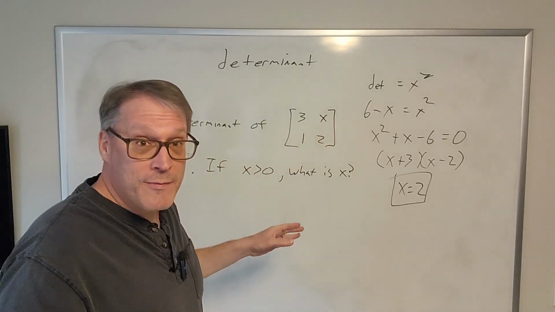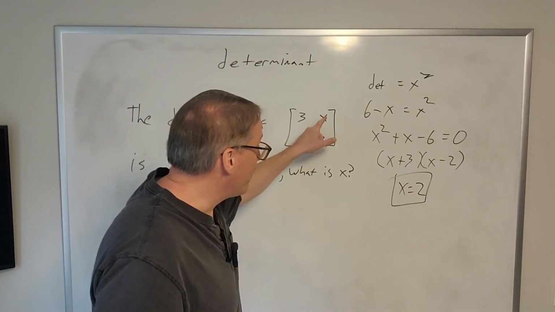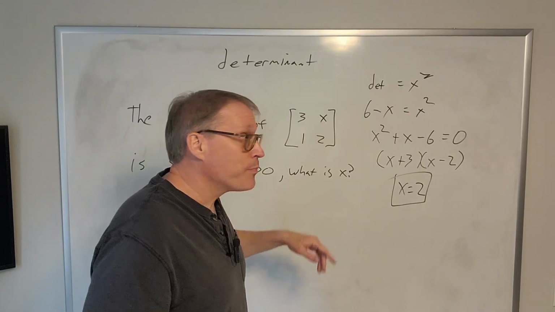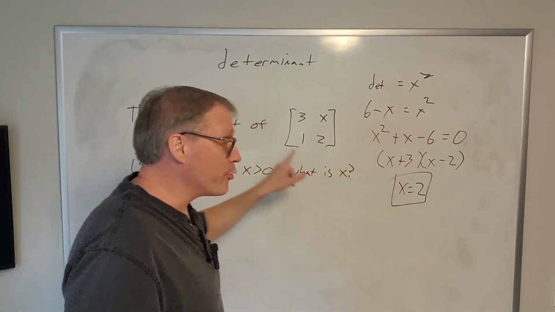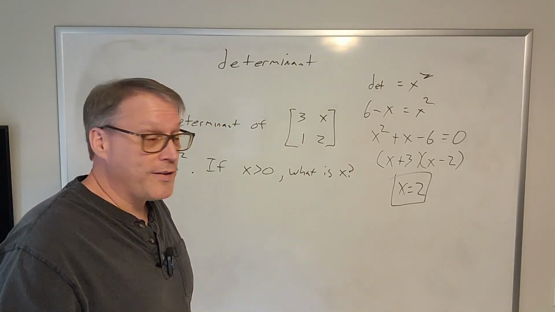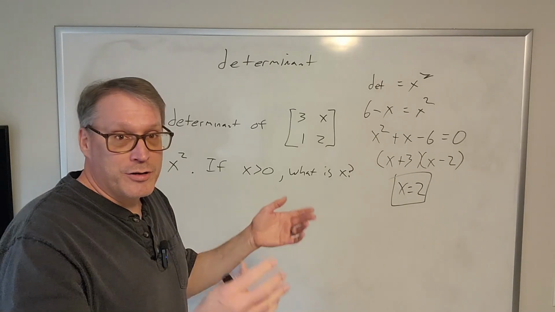Oh no, still the same formula. Just multiply these, subtract the multiplication of those. That's going to be 3 times 2, which is 6, minus 1 times x, which is just x. And then set that equal to that, because that's what they're telling you. If the determinant is x squared, then it's a simple quadratic. Factor, you're done. Or if you couldn't factor, you could use the quadratic equation.